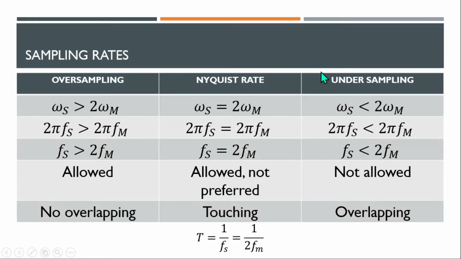For undersampling, we have ω_s less than 2ω_m. 2πf_s is less than 2πf_m. Therefore, f_s is less than 2f_m. This is not allowed because overlapping between spectra occurs.